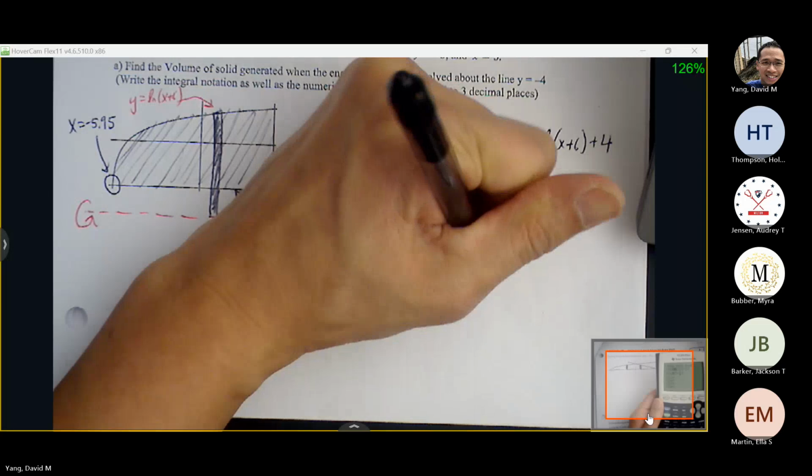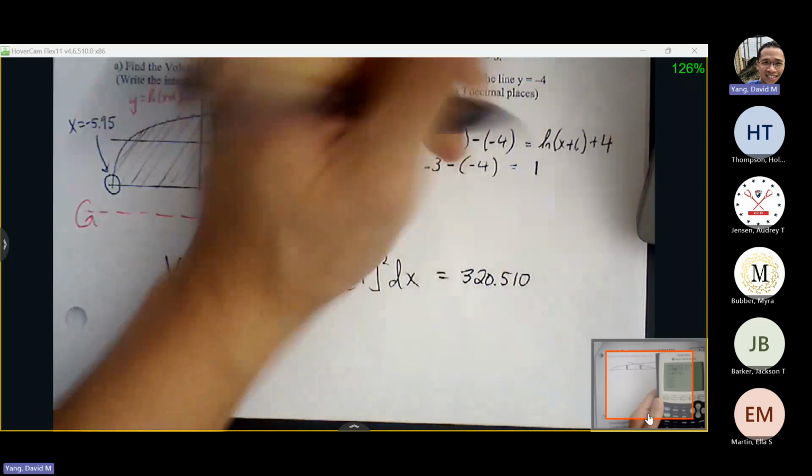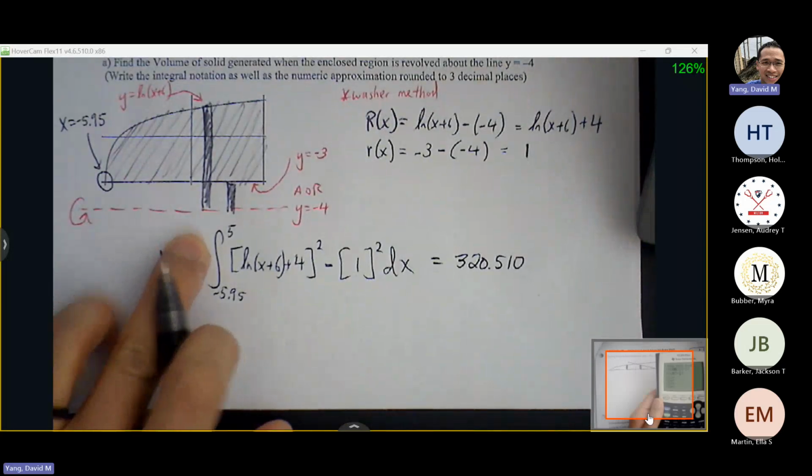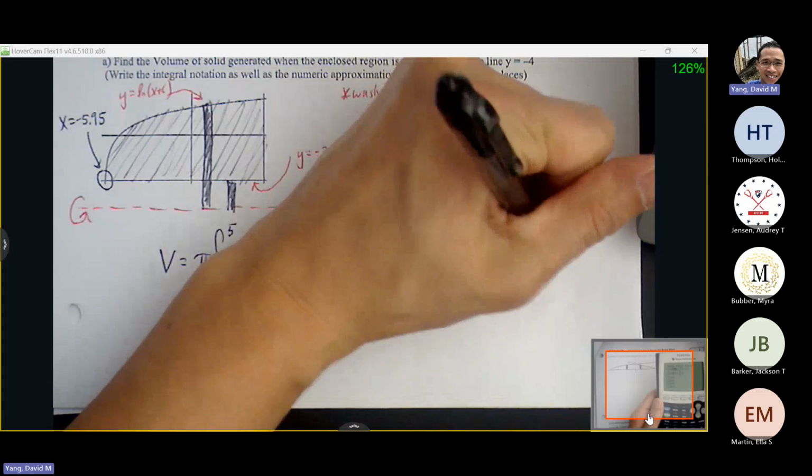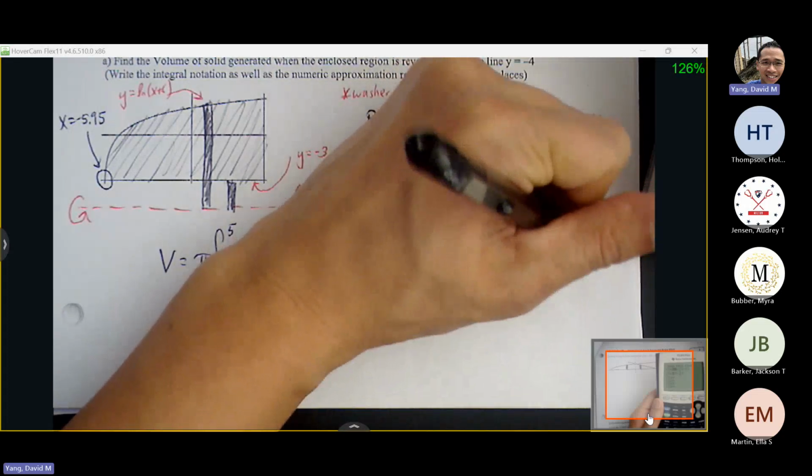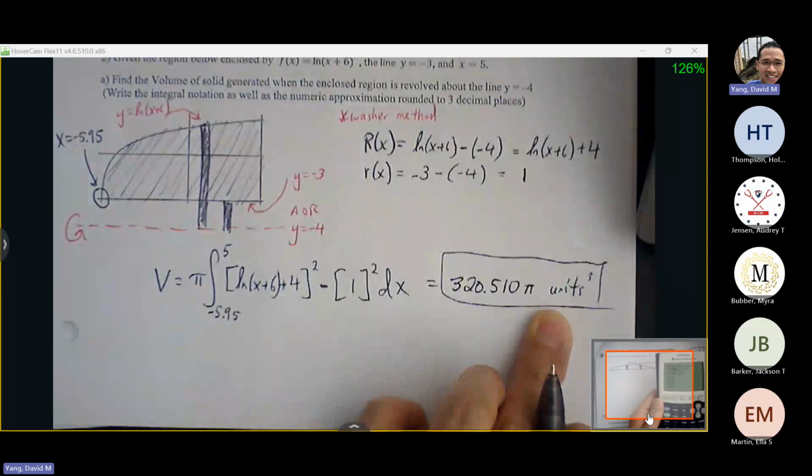Typically, I like to leave pi out of the calculator and then just attach it at the end. And now we're talking about a three-dimensional calculation, so cubic units.